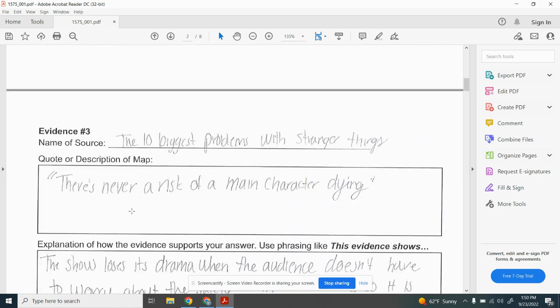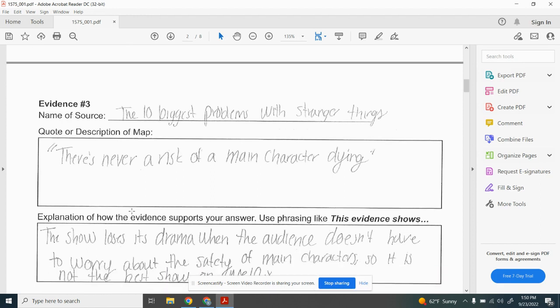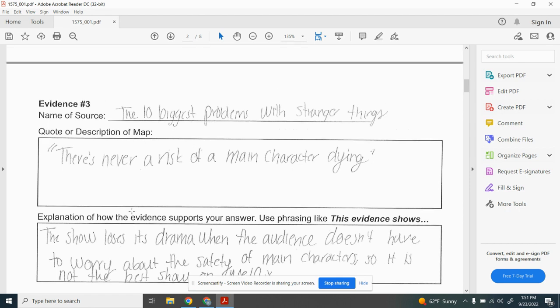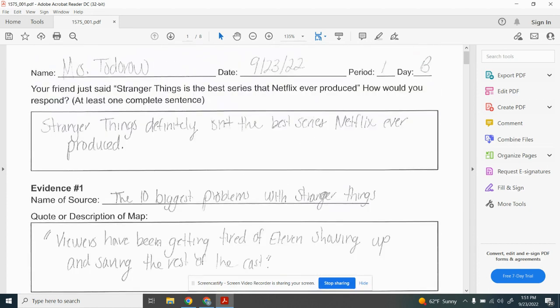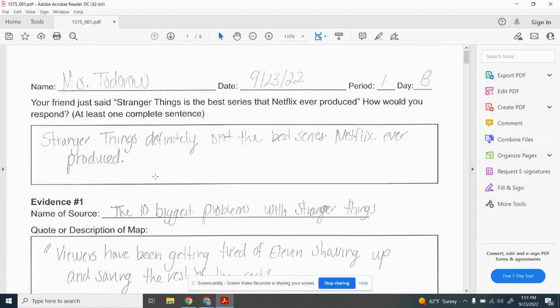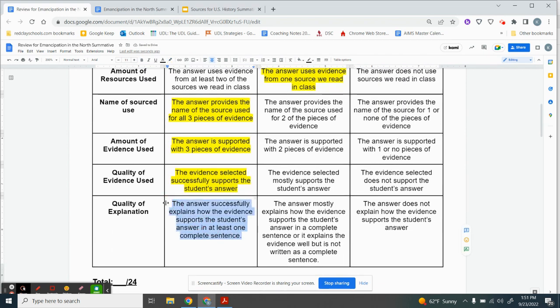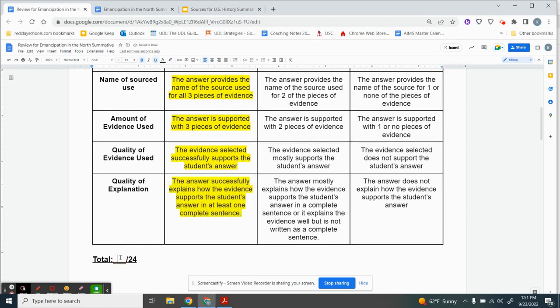Next quote. "There's never a risk of a main character dying. This show loses its drama when the audience doesn't have to worry about the safety of main characters, so it is not the best show on Netflix." Yet another piece of evidence and student explanation showing that Stranger Things isn't the best series that Netflix has produced. So all of those pieces of evidence and all of those explanations are solid. So this student just lost 1 point. They scored a 23 out of 24.